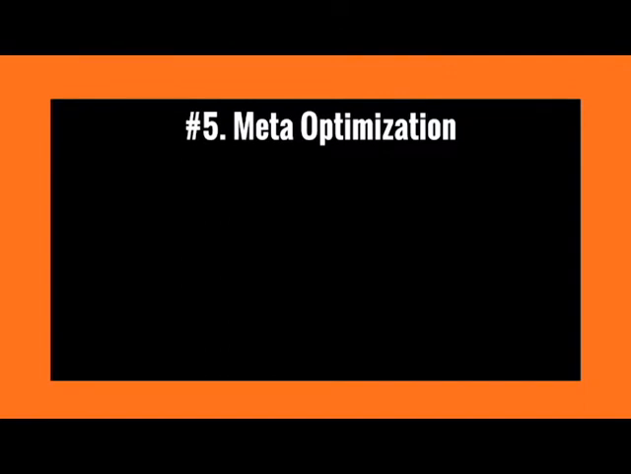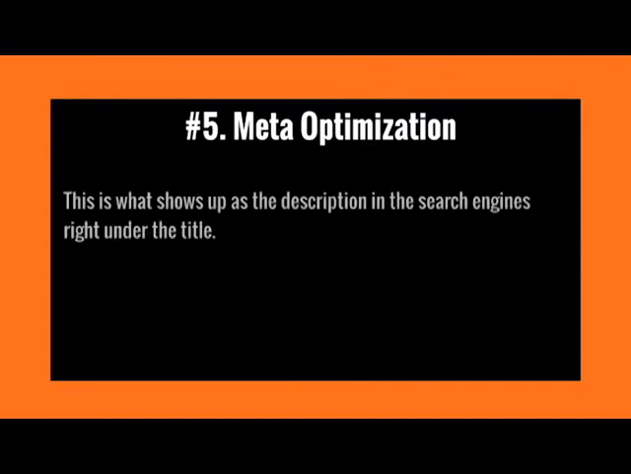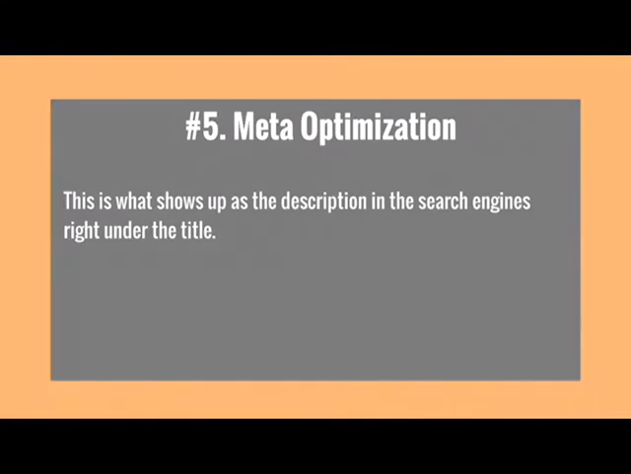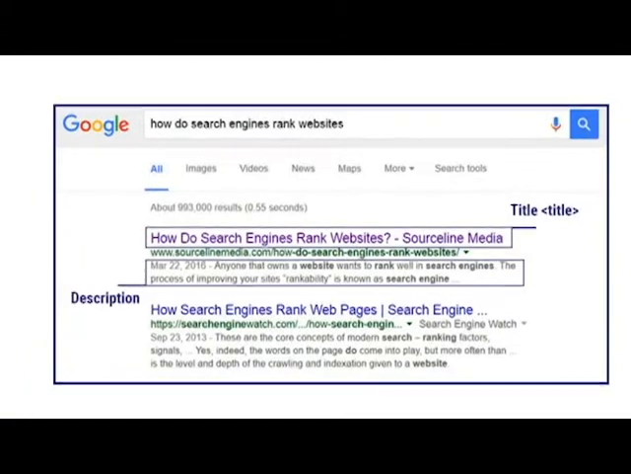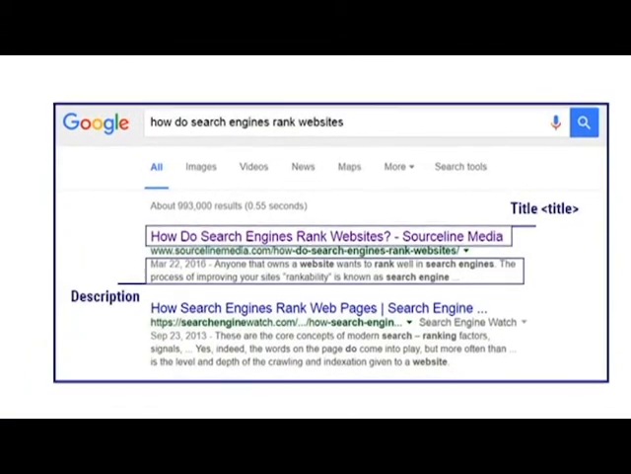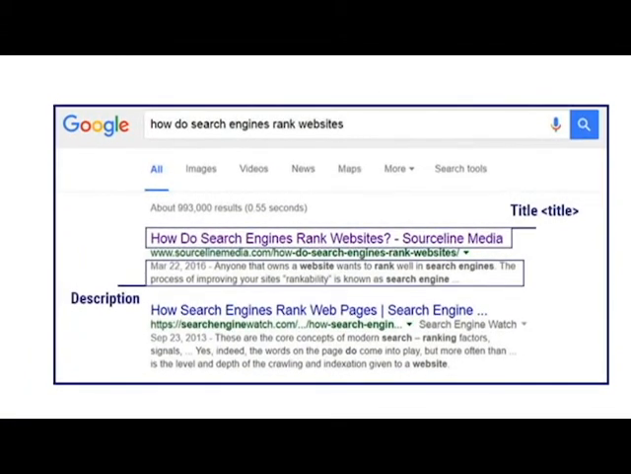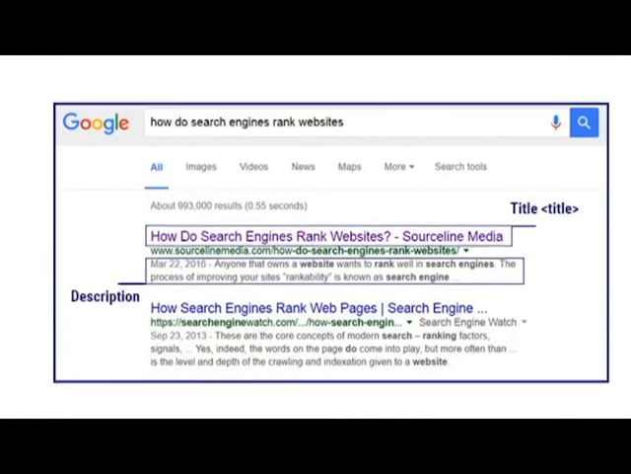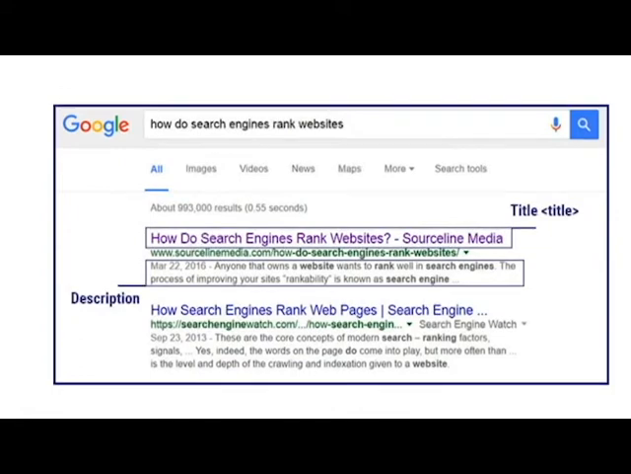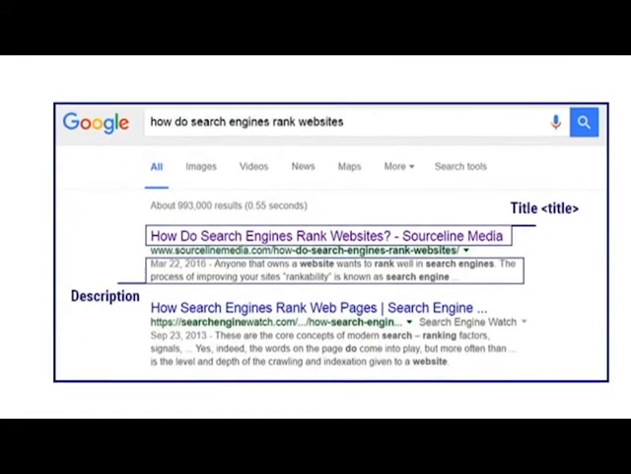Number 5 is meta optimization, and it is the same thing here. Metadata that will show up underneath the title in the search engines needs to be optimized too. So you want to make sure that you attract the right traffic. Now, we talked about the 5 important factors here in brief. Next, let's dive into every single one of these 5 factors in more depth.